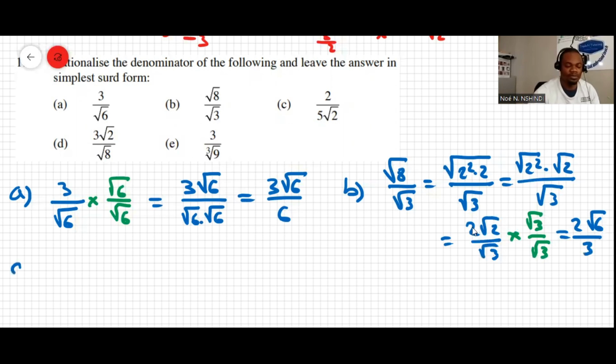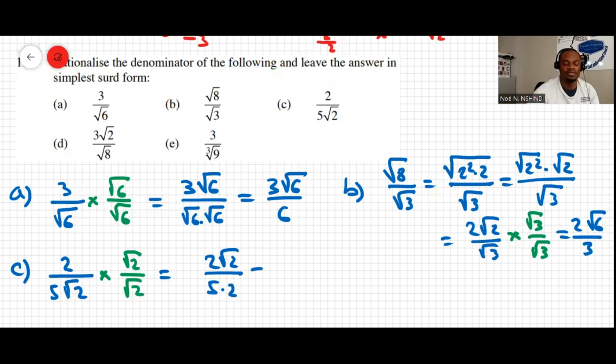Now we can also do C. C is 2 over 5 root 2. I will multiply here by root 2 over root 2. And then this will be 2 root 2 over 5 times 2. We can now simplify this 2 with this 2, and the answer will be root 2 over 5.